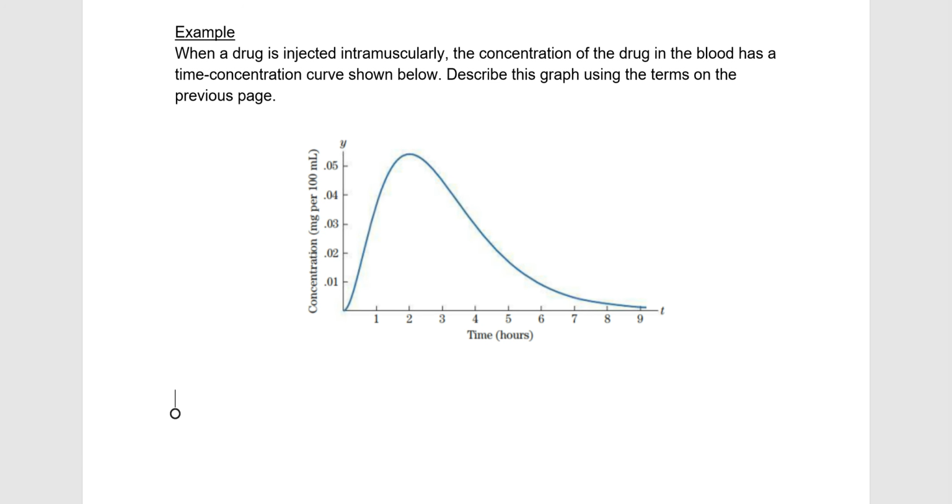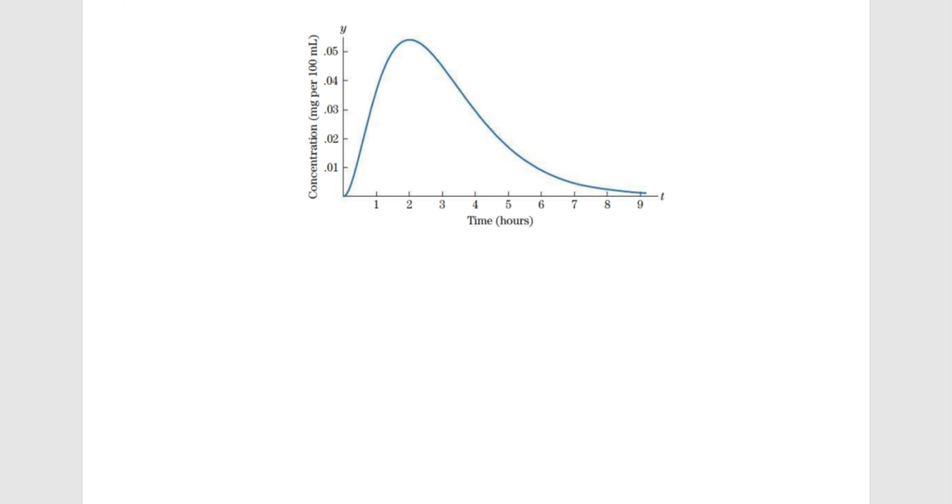Now let's see this example. When a drug is injected intramuscularly, the concentration of the drug in the blood has a time concentration curve shown below. Describe this graph using the terms that we just did on the previous couple pages. So we have our x-axis in time in hours, and our y-axis is concentration in milligrams per 100 milliliters.